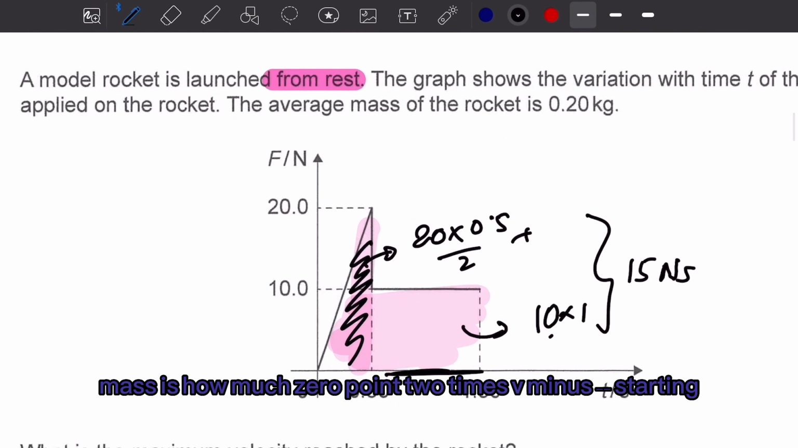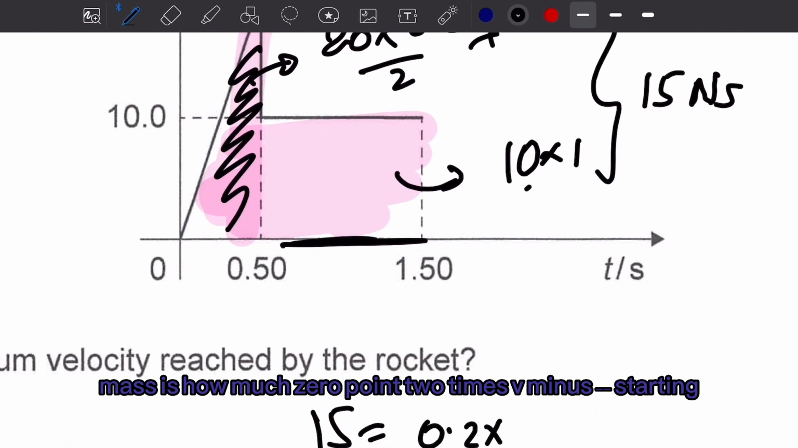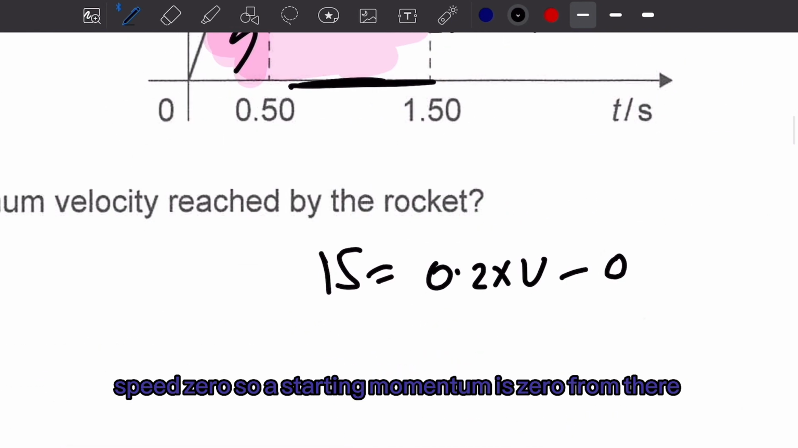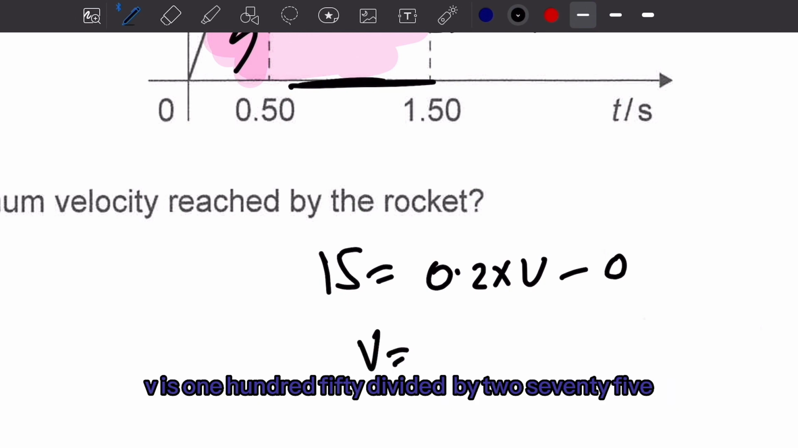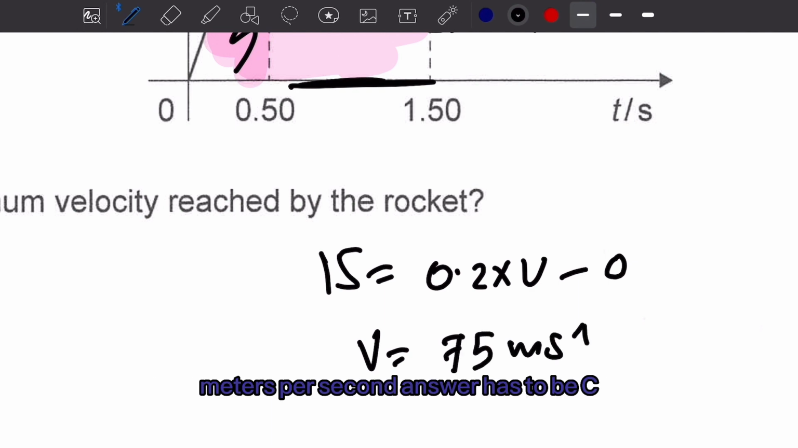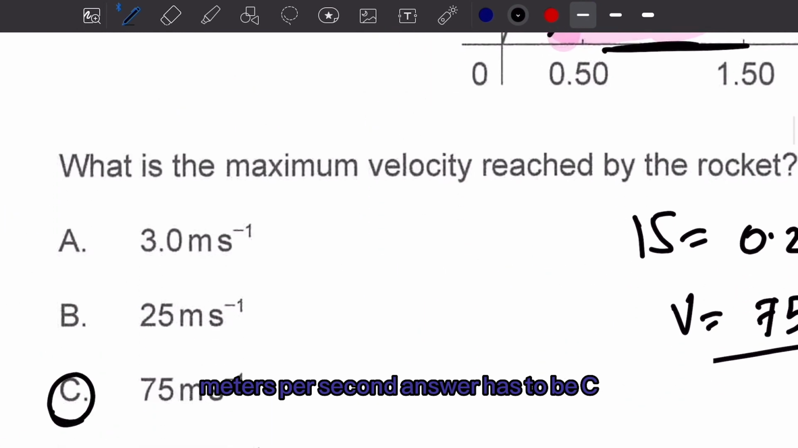Mass is 0.2, times v minus the starting speed, which is 0. So the starting momentum is 0. From there, v is 150 divided by 2, 75 meters per second. Answer has to be C.